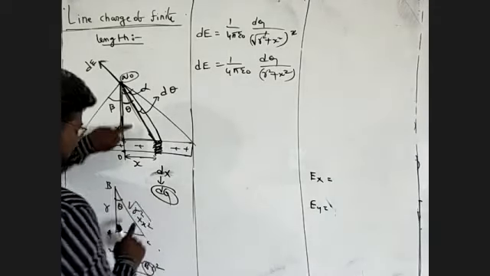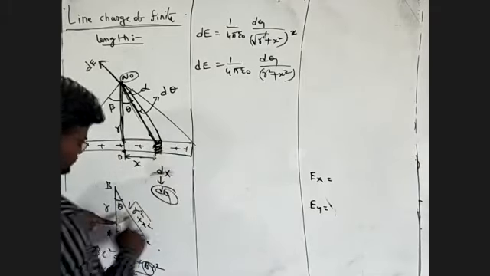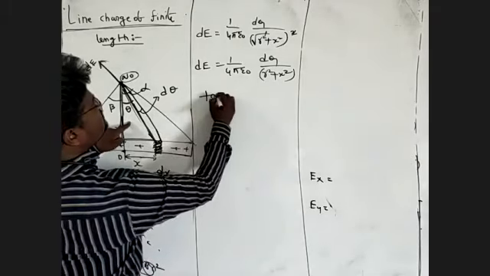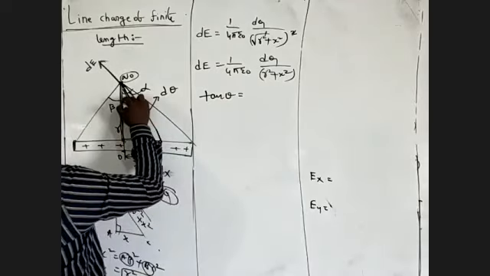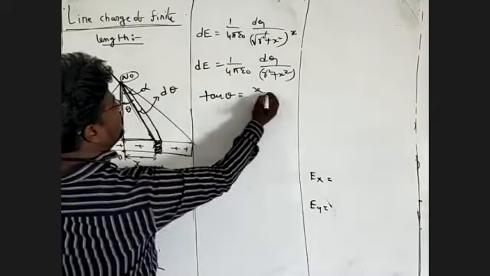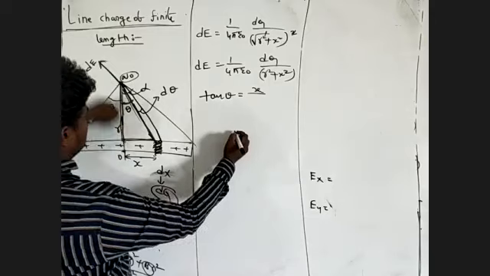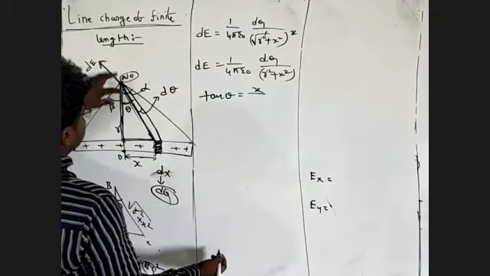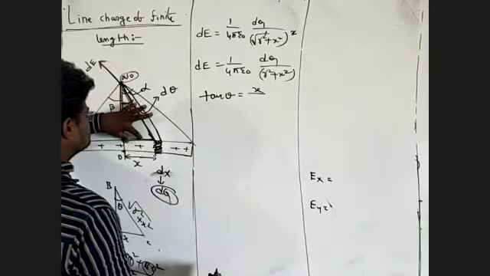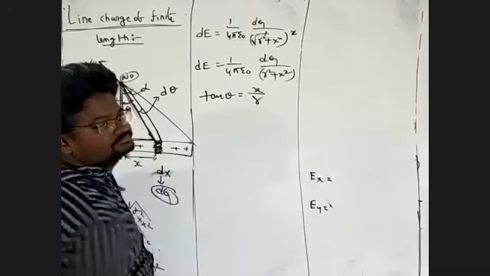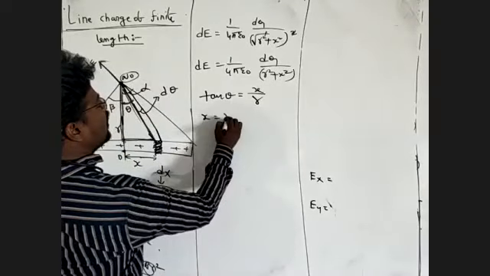Now from this triangle, tan theta. Tan theta means, this is theta, opposite side is x by the adjacent side. This is the hypotenuse, this is the opposite side, and this adjacent side is r. Now x is equal to r tan theta.